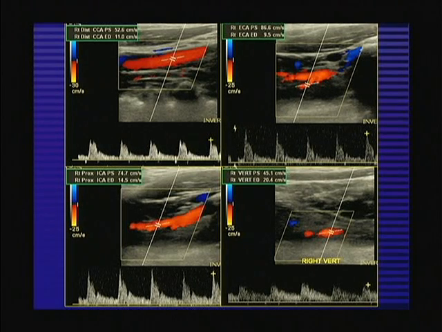High resistance. Someone points out that it looks like there's high resistance in the internal carotid. It's a good observation. Hold on to that. Let's look at the left side.